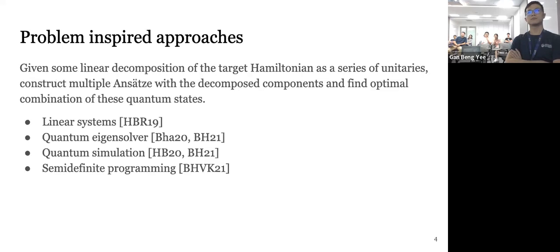There are two types of post-variational strategies. The first is what we call a problem-inspired approach. Here you have a target Hamiltonian and you are trying to learn the ground state. We suppose we are given a linear decomposition of the target Hamiltonian into a series of unitaries. Now we have information about the problem itself, the Hamiltonian. How do we use it? We use it to construct multiple ansatz from the decomposed components. For each unitary, we build our ansatz based on these decomposed unitaries, and then from these ansatz we find the optimal combination of these quantum states.